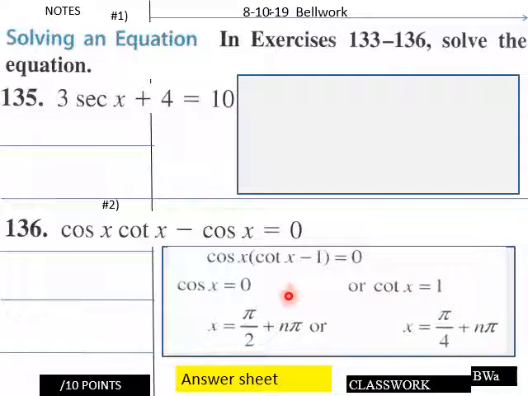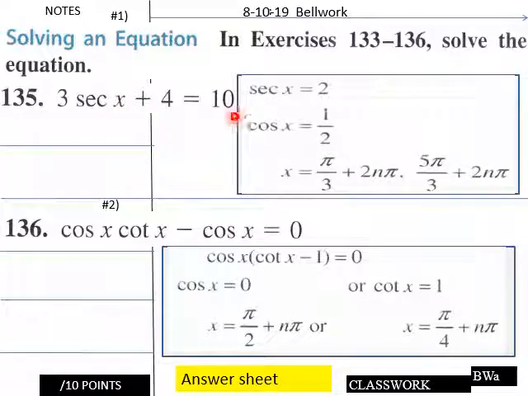For either one of those, we'll solve cosine x first. So we take the inverse cosine of 0, we get x equals pi over 2 plus n pi, or cotan x equals 1. And then when we take the inverse cotan of 1, we get pi over 4 plus n pi. So these are your two solutions for this trig equation here.